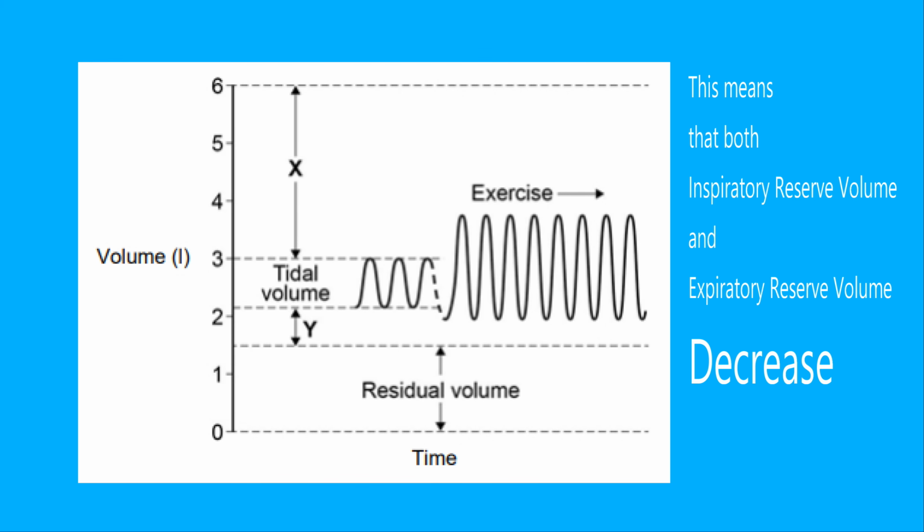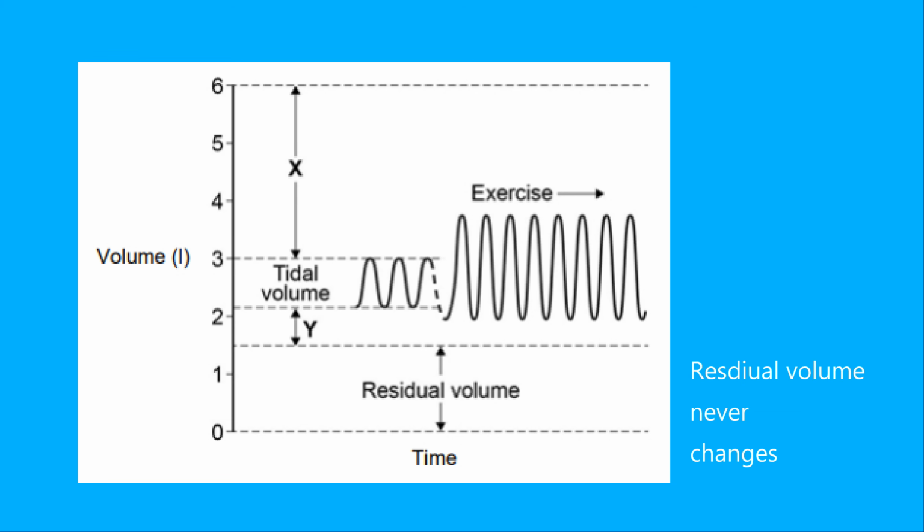The impact that has then is that means that both inspiratory reserve volume and expiratory reserve volume both decrease. And the reason for that is that they take their figure from the top of tidal volume or the bottom of tidal volume, depending on what they are. So letter X here is the inspiratory reserve volume. As you can see, that it takes it from the top of tidal volume to the top of what is 6 liters. Through exercise, that is going to change. It means that therefore there's going to be a decrease in inspiratory and expiratory reserve volume. Whereas residual volume never ever changes. It's always 1.5 liters, as I stated before.